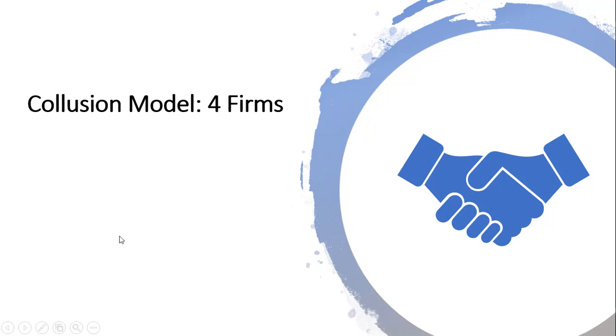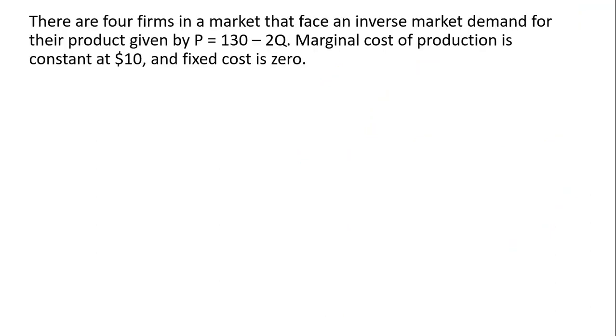Hello, in this video we're going to look at a collusion model with four firms. There are four firms in a market that face an inverse market demand for their product given by price equals 130 minus 2 times Q. We'll assume that the marginal cost of production is constant at $10 and there are no fixed costs. Average cost will just equal $10 in that case too.